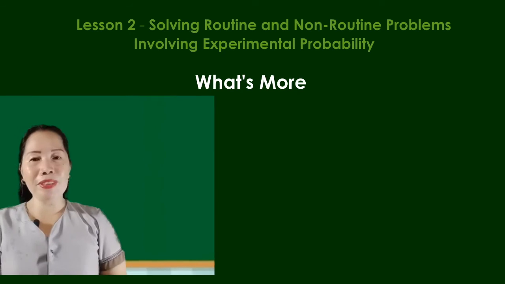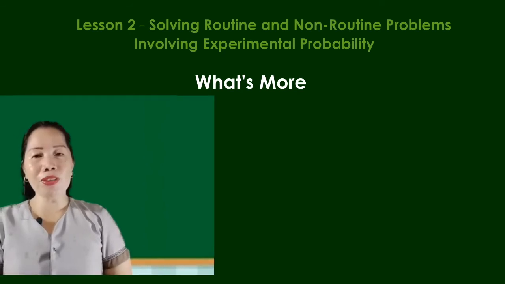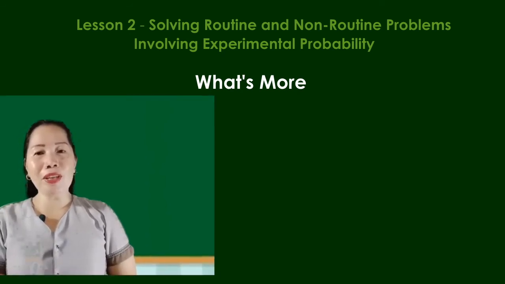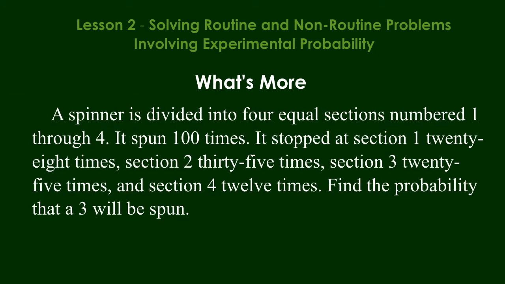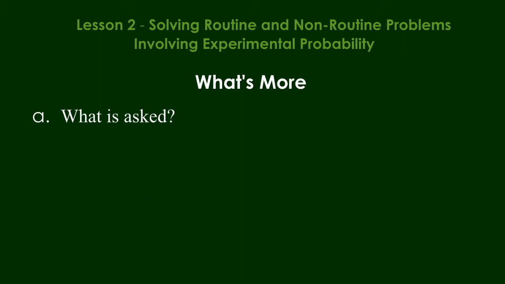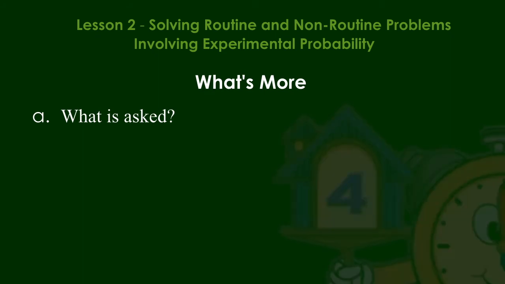To check your understanding, answer What's More in your self-learning module and write your answer on your answer sheet. A spinner is divided into 4 equal sections numbered 1 through 4. It was spun 100 times. It stopped at section 1 28 times, section 2 35 times, section 3 25 times, and section 4 12 times. Find the probability that 3 will be spun. Letter A. What is asked? What is your answer? Timer starts now.